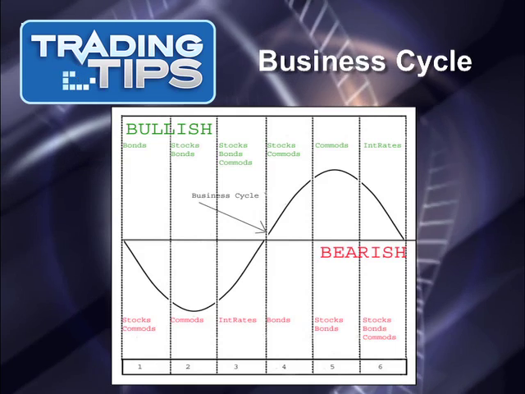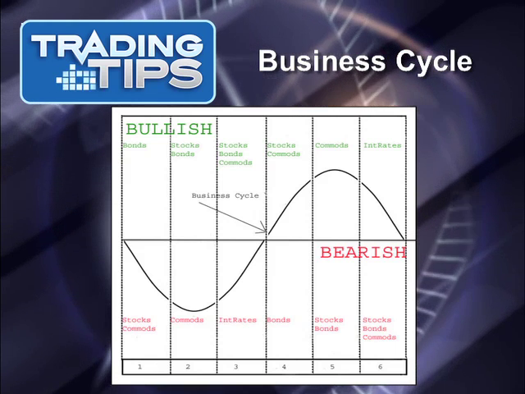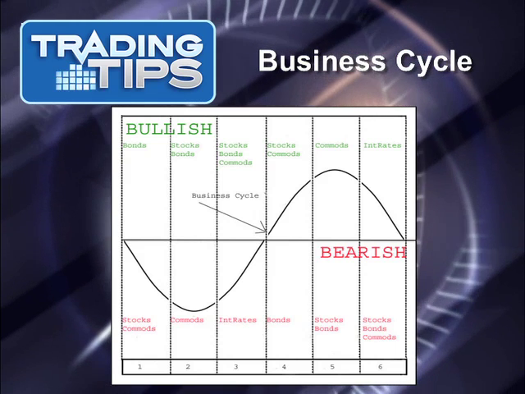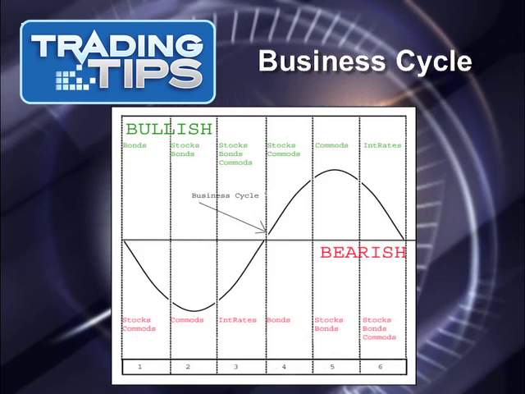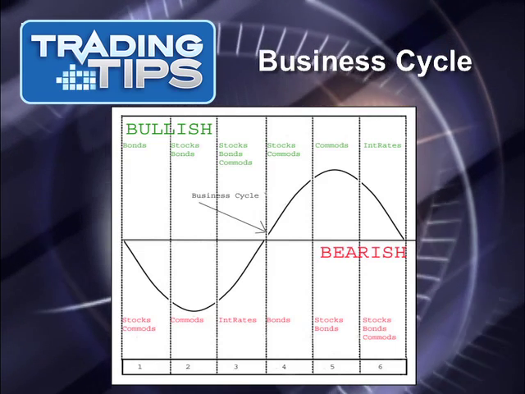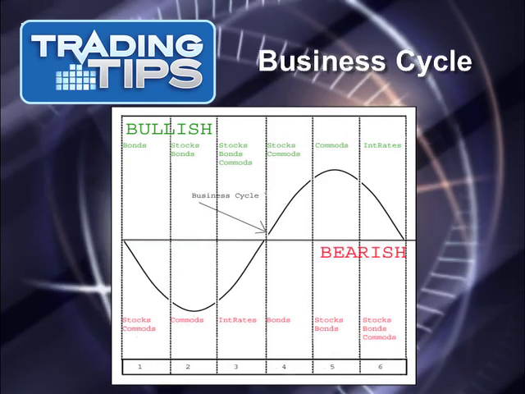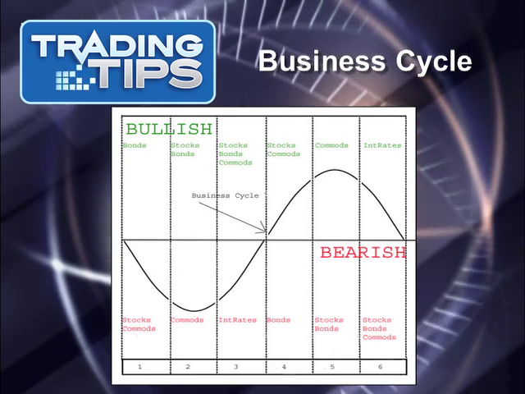Here's a graphic to illustrate the business cycle. Each column represents time. Follow the curve. The earliest stage of the business cycle is bullish for bonds, bearish for stocks and commodities, etc. By knowing these relationships, you can make better investments.